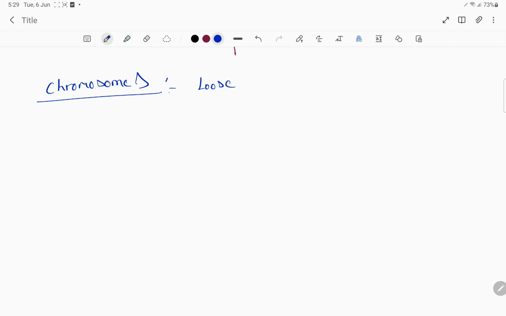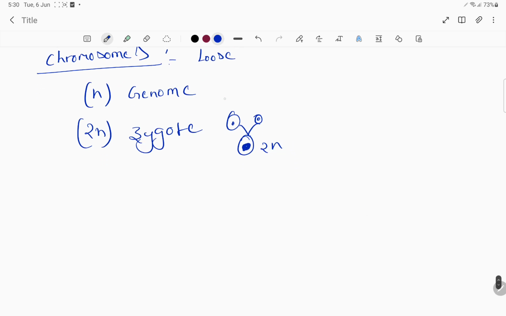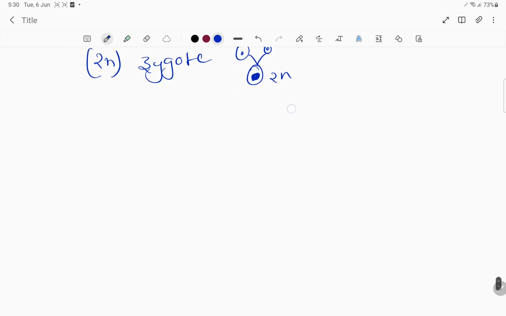Coming to haploid, the single set of chromosomes we call haploid, N. 2N means by the fusion of two gametes, the diploid zygote will be formed. In that we have diploid 2N. This we call the genome. And this is the zygote, formed by two gametes. So union of two gametes gives rise to zygote. 2N. So N plus N is 2N.